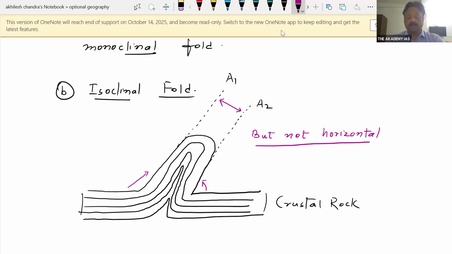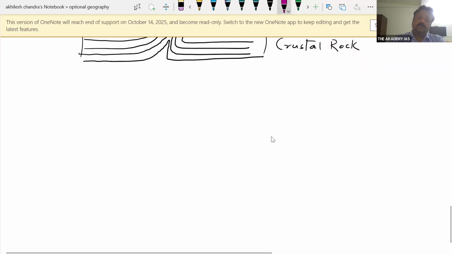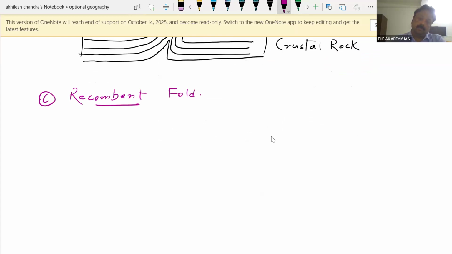If they become horizontal, then the fold becomes a recumbent fold. Okay, it will be a recumbent fold. So isoclinal fold. Next fold, after the asymmetrical fold, is the recumbent fold.